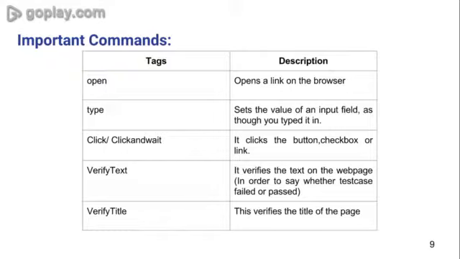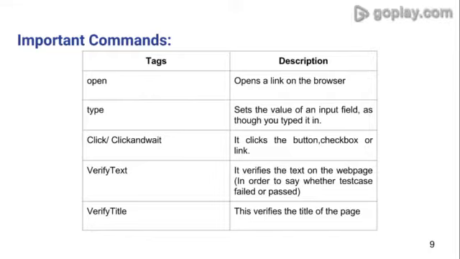The other is the type command. Again in Google, if you want to search for certain text, we write that text in the Google search box. The type command takes two parameters. One is the target, which is the search box on the Google page, and the other is the value. The value is the text we are searching for. So the type command takes two parameters.